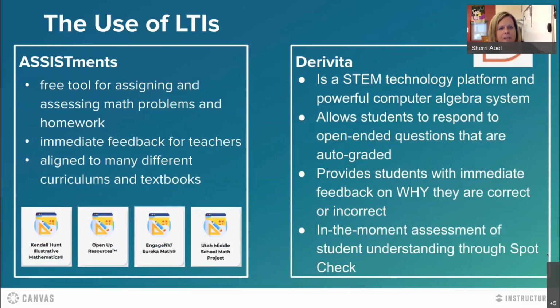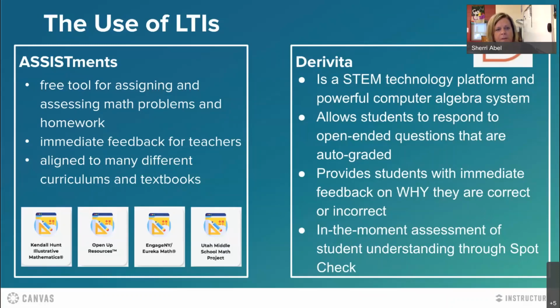There are two that we use, and I'm talking mathematics because that's my field of study. We use a ton of others, but these are available when you're creating an assignment in Canvas. You can use an external tool and bring in different things. For example, some of our teachers use Assistments. It's a free tool and a way to assign math problems and homework. It gives immediate feedback to your teachers and is aligned to different curriculums and textbooks.